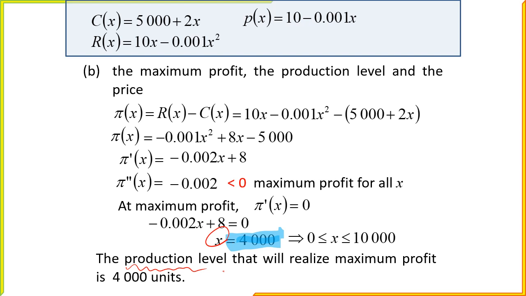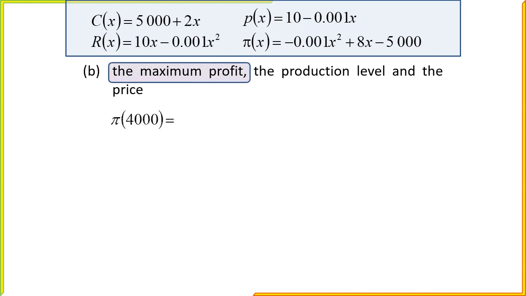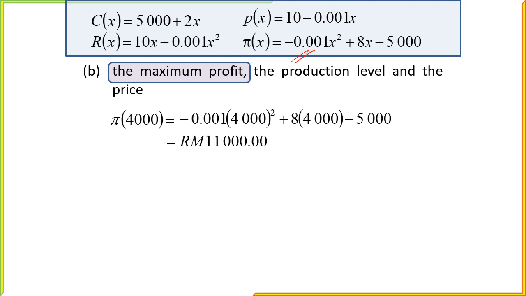And then what is the maximum profit? We just have to substitute 4,000 into the profit function. Here we have negative 0.001 multiplied by 4,000 squared plus 8 multiplied by 4,000 minus 5,000, which is equal to 11,000. So this is our profit.